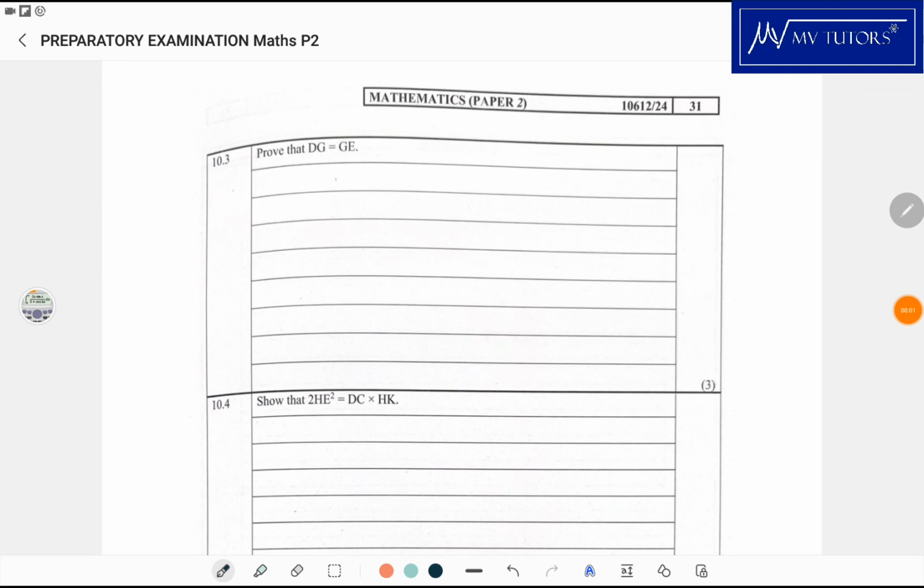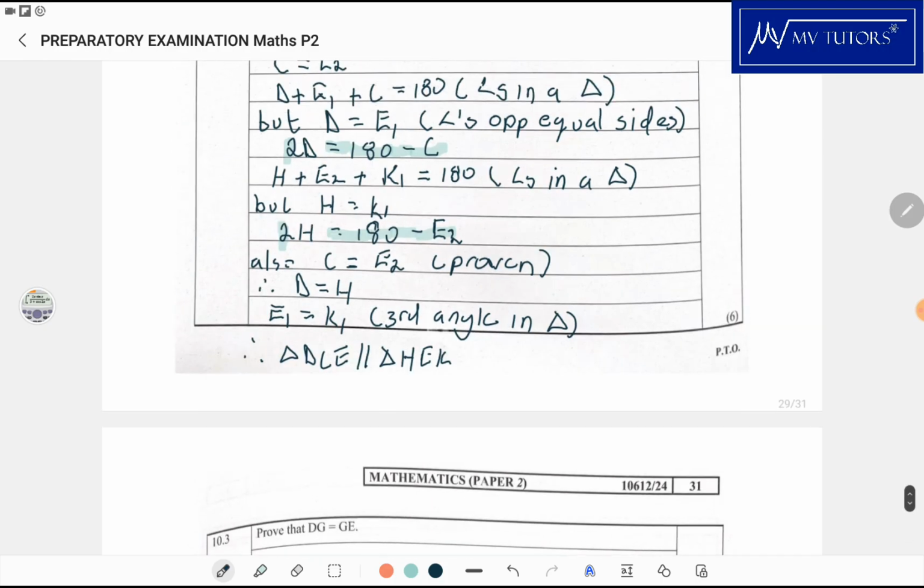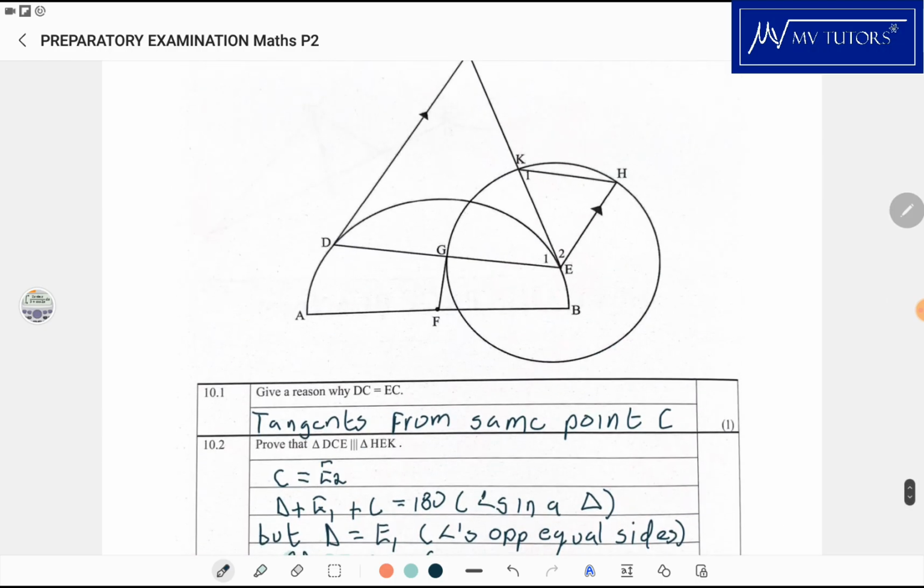Okay, let's look at this question. 10.3. Prove that DG is equal to GE. Let's go check them out. Prove, let's highlight them first, that DG is equal to EG, like that. All right, let's start here.